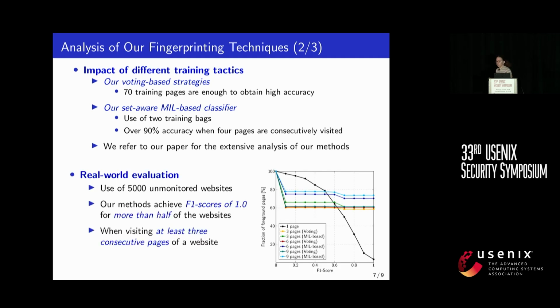In case of real-world evaluation, here we use 5,000 unmonitored websites, and we see that our methods can achieve an F1 score of 1 for more than half of the websites when the user visits 3 consecutive pages of a single website.